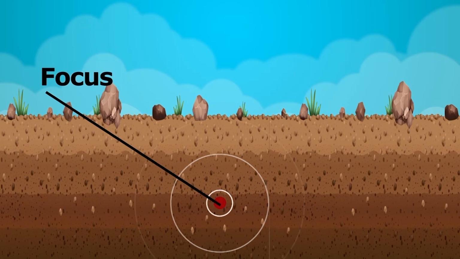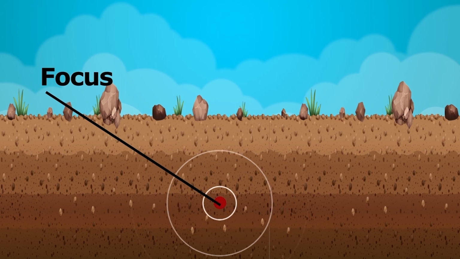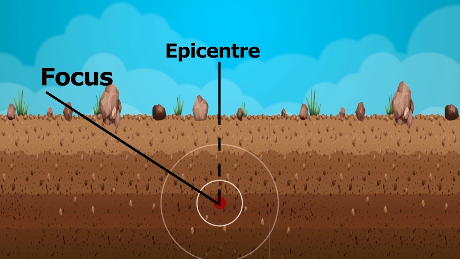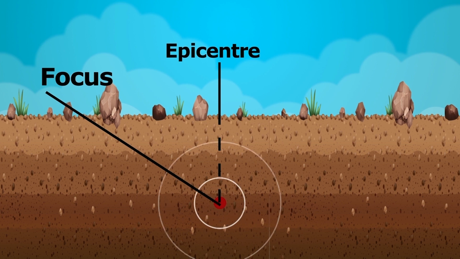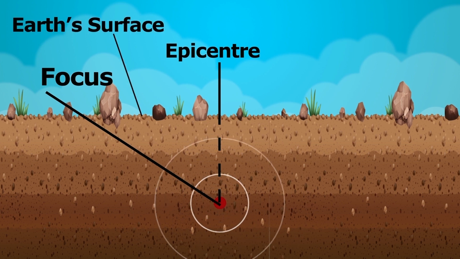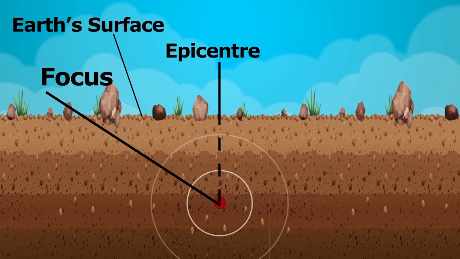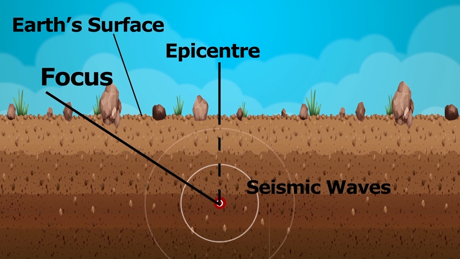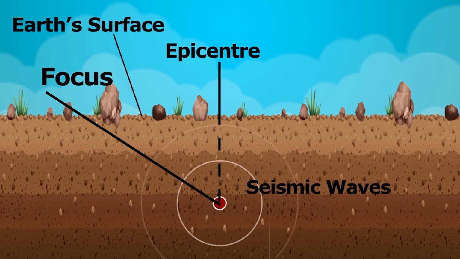Focus or hypocenter is the point where the earthquake begins. An epicenter is a point on the surface of the earth which is directly above the focus. Vibration generated by earthquake produces waves on the earth's surface. These waves, called seismic waves, start at the focus and spread outwards.